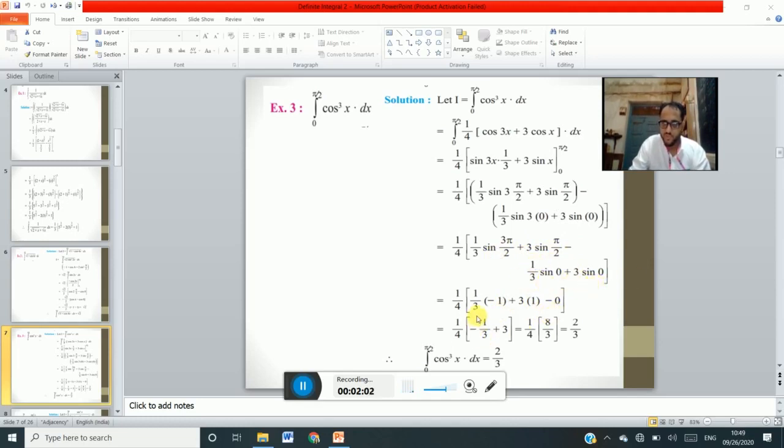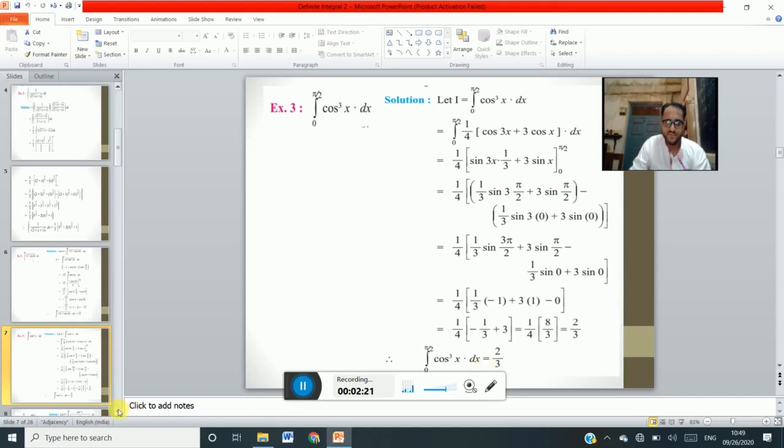Okay, so 1 by 3 into minus 1 is minus 1 by 3, plus 3 into 1 is 3, right? So that is equal to what? 1 by 4 of minus 1 by 3 plus 3, which means 8 by 3, and 8 by 3 into 1 by 4 means 2 by 3. So 2 by 3 is the final answer for this question, right?